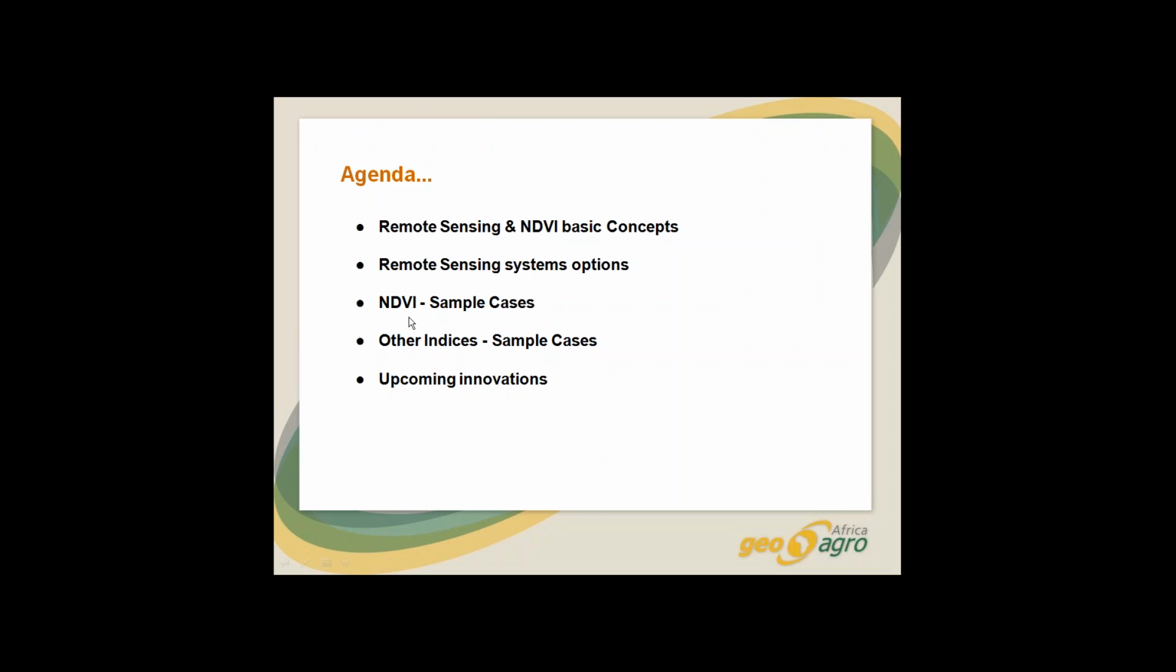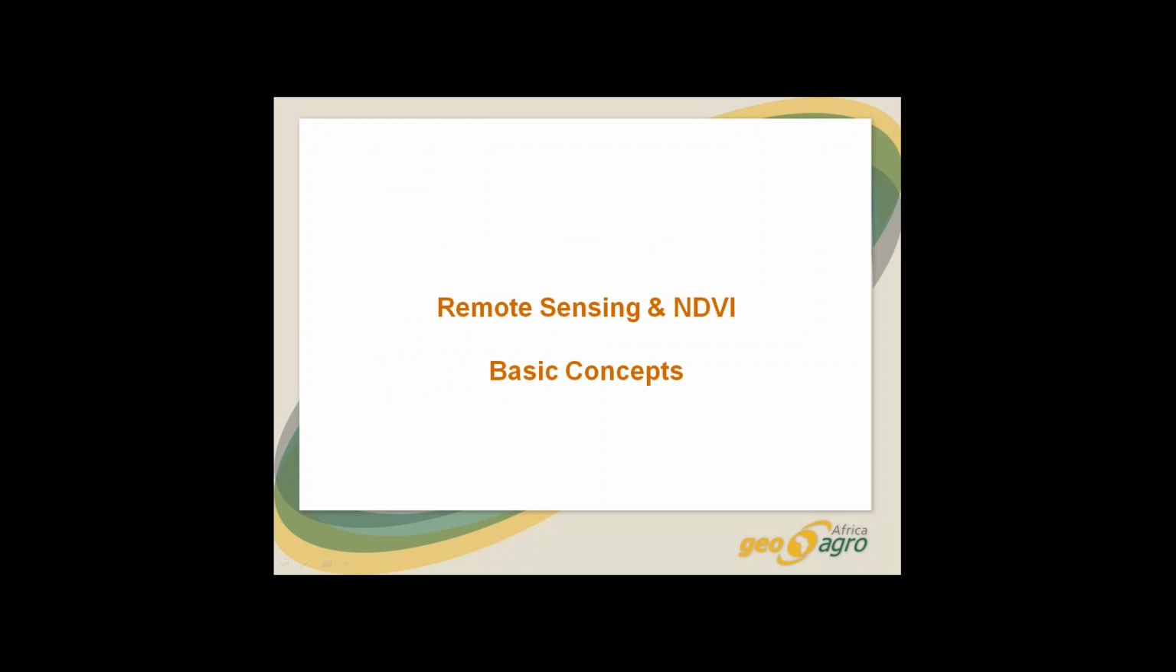The best known index that you can use from remote sensing is the Normalized Differential Vegetation Index, NDVI. But there are other indices that are being used, so we'll also review those concepts and some sample cases, and what we can expect to see in the next years as upcoming innovations. Okay, we'll start with basic concepts. The basic concept is very simple.